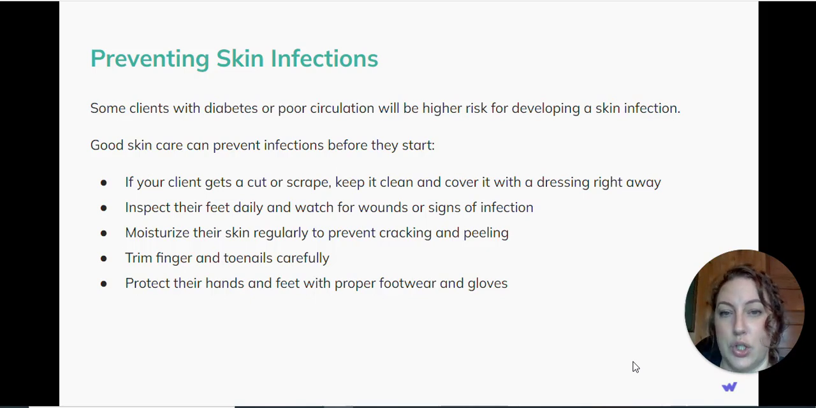There are different ways that you can prevent skin infections. Some clients with diabetes or those that have poor circulation will be at higher risk for developing a skin infection. Good skincare can prevent infections before they start. If your client gets a cut or scrape, keep it clean and cover it with a dressing right away. Inspect their feet daily and watch for wounds or signs of infection. Moisturize their skin regularly to prevent cracking and peeling. Trim finger and toenails carefully. Protect their hands and feet with proper footwear and gloves.